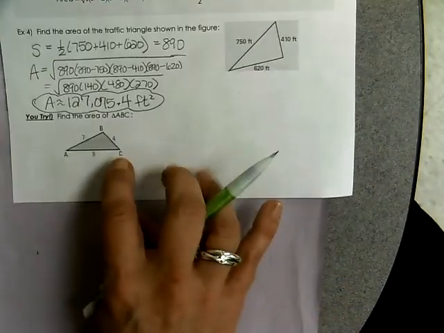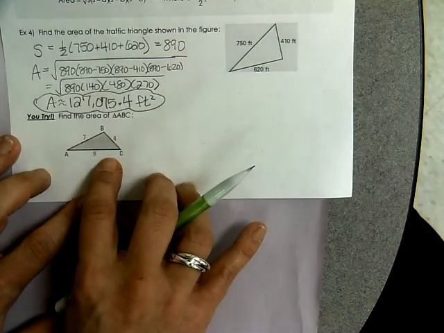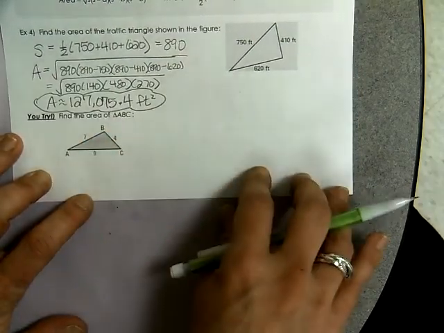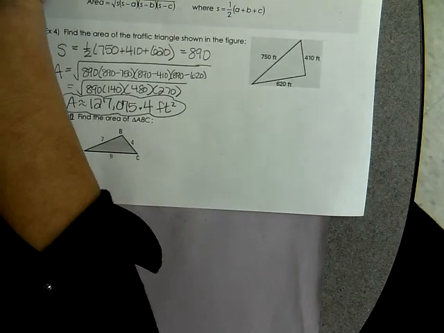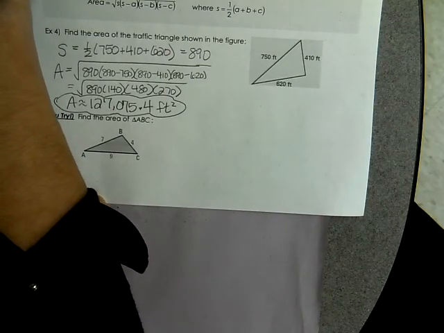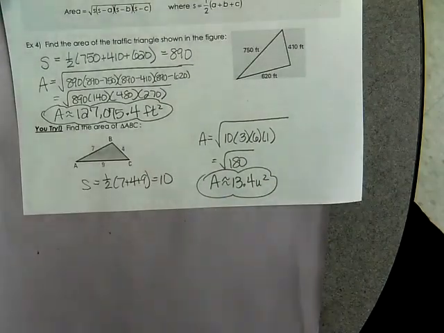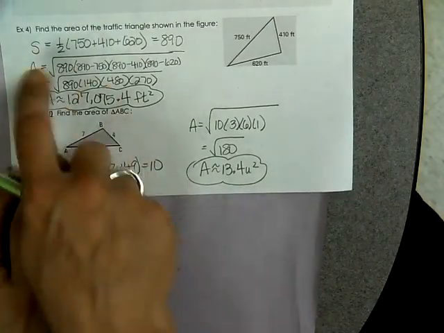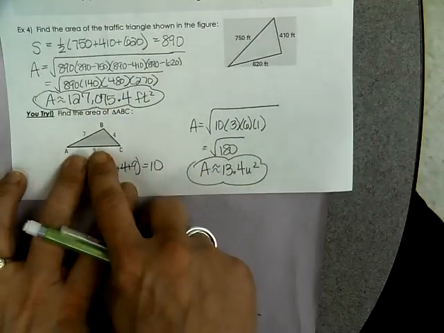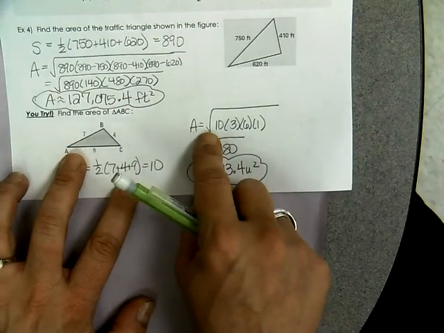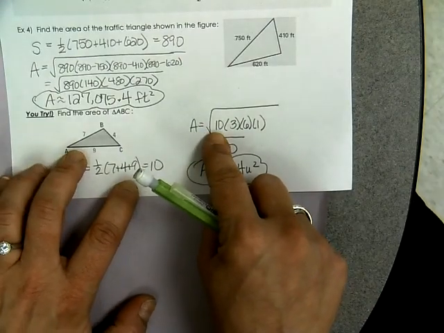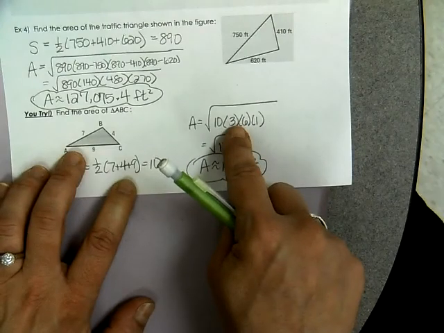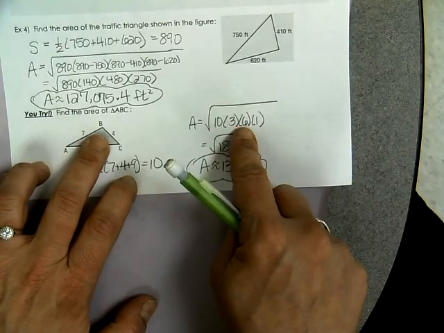So take a second and try to find the area of this triangle ABC. Notice these sides are much cuter, okay? So take a second, do that. Okay, so what I did is I started by finding the semi-perimeter, which was 10. And then instead of writing everything out, because I could do this in my head, so to find the area, I took the square root of 10 times 10 minus 7, which was 3, 10 minus 4, which was 6.